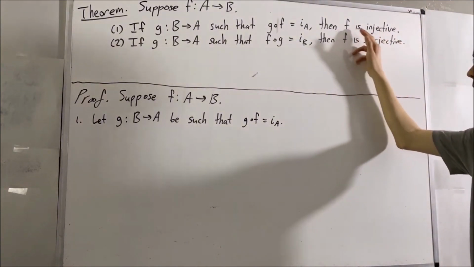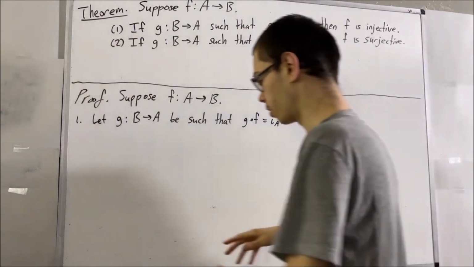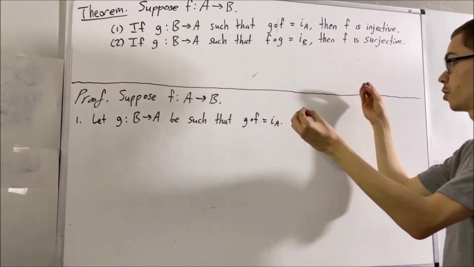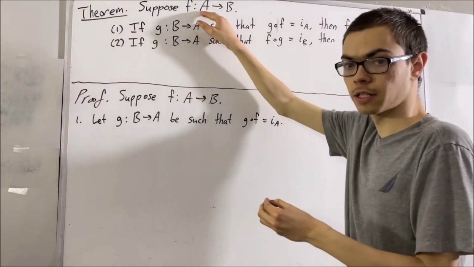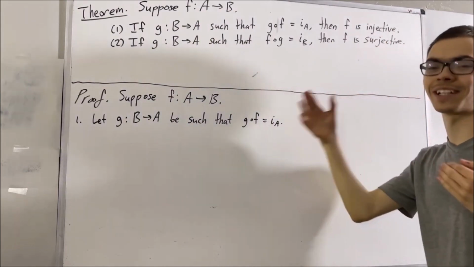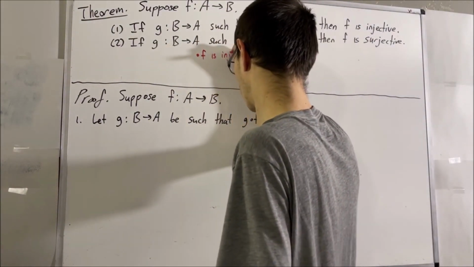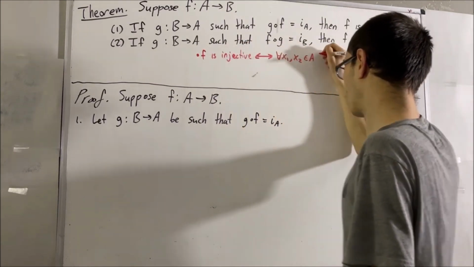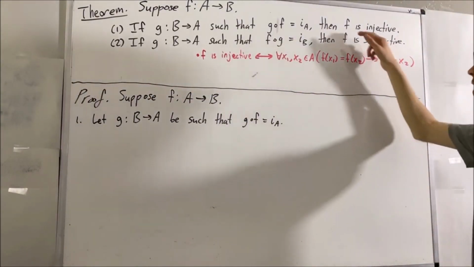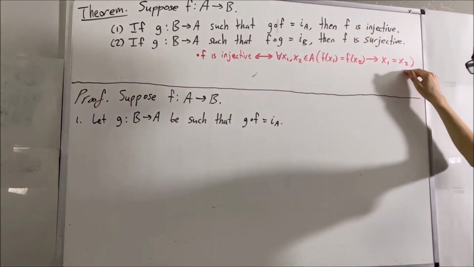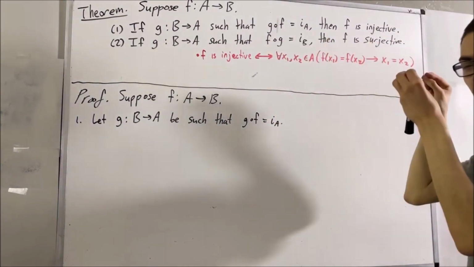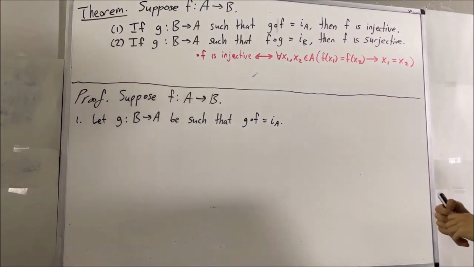Okay, so what does it mean for f to be injective? Well, if we recall, what that means is for every two elements, x1 and x2, in A, if f of x1 equals f of x2, then x1 equals x2. So to prove f is injective, this is the statement we're trying to prove. And we're trying to prove a statement about every two elements in A. So give me any two elements of A. I'll call them x1 and x2.